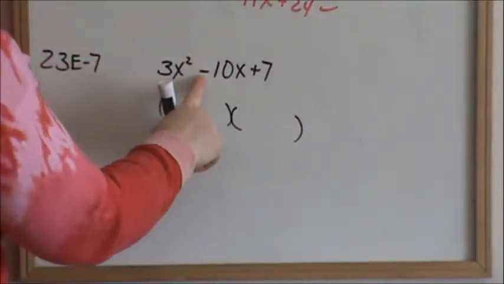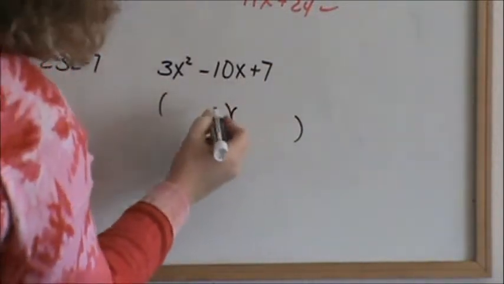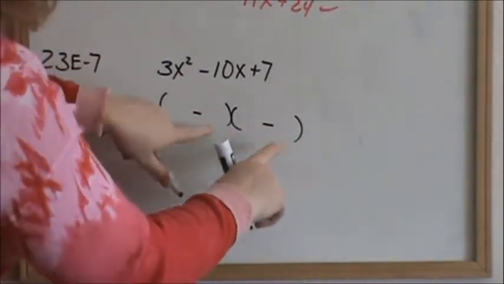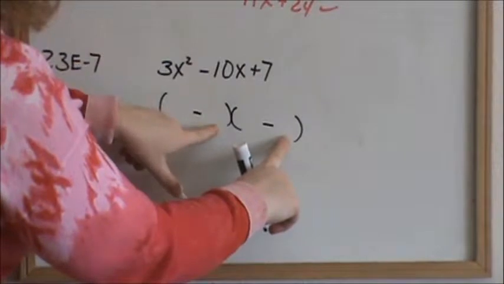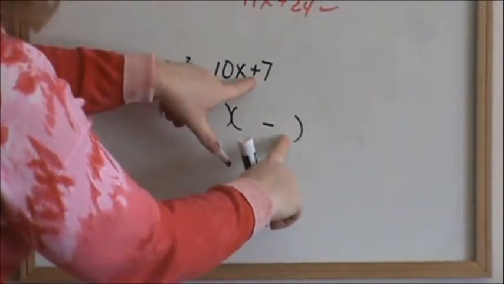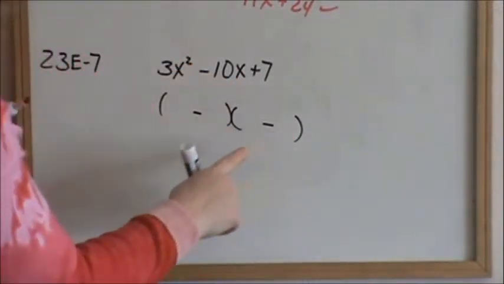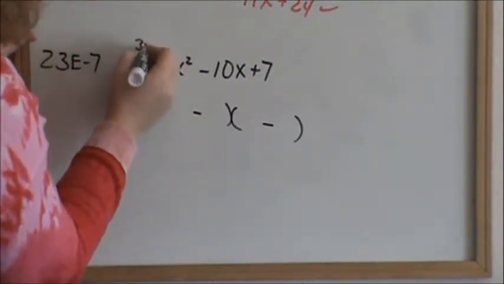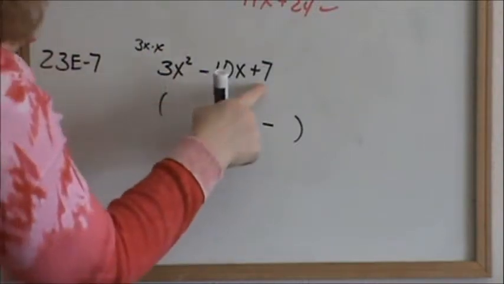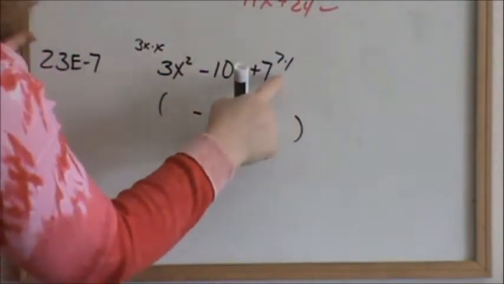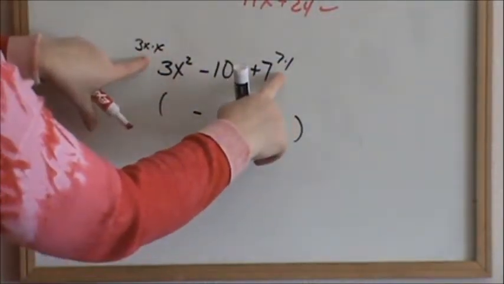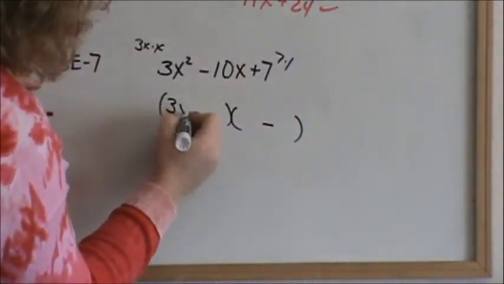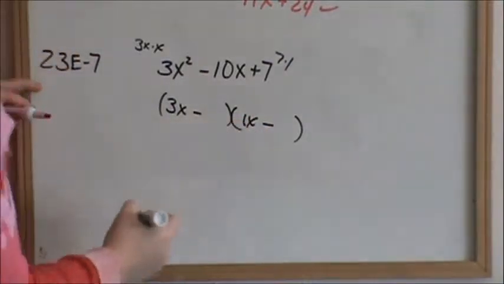The fact that I have a negative here and a positive here tells me I need both of them to be a negative, because multiplying my last terms, a negative times a negative, gives me a positive. Okay? So now I'm ready to look at the factors for 3, 3x times 1x. My factors for 7 are 7 times 1. They each only have one set of factors. So I'm going to start with my x squared, so 3x and 1x.